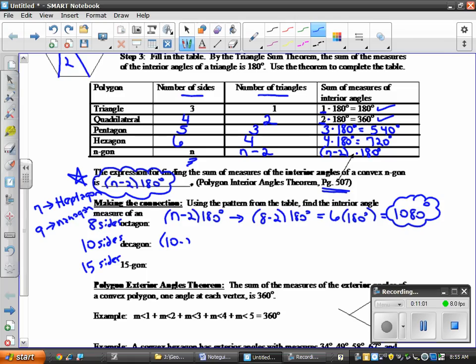Decagon, again, 10 sides. We can go 10 minus 2 times 180 degrees. And that's going to be obviously 8 times 180. And if you calculate that up, you get 1,440 degrees.